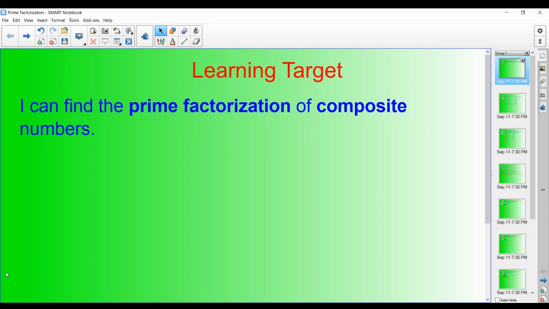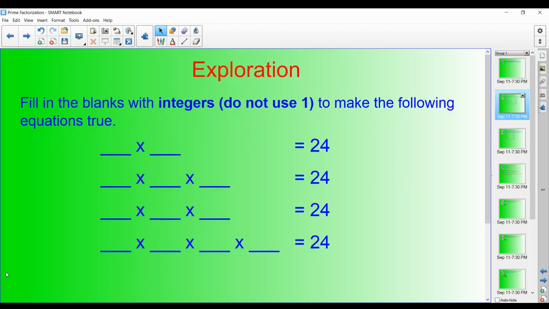Hi everyone. Today we're going to learn about something called prime factorization, which is a process of breaking down a composite number, which is a number with more than two factors, into a bunch of prime numbers that we can multiply. So we're first going to explore the number 24.